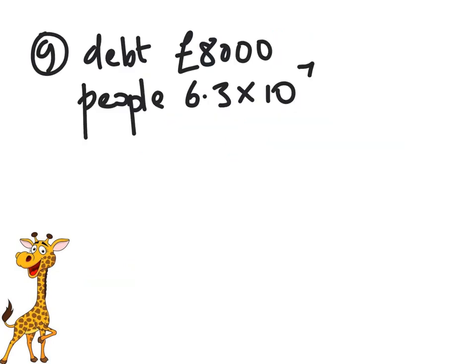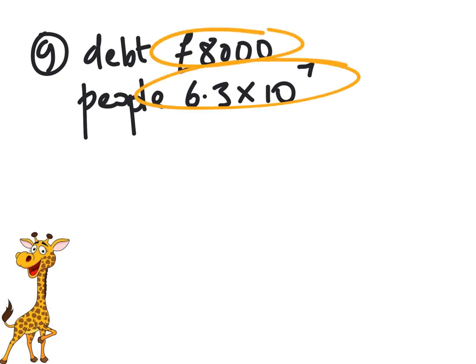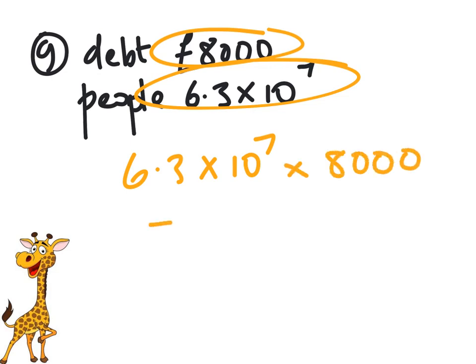Question 9. The debt of each person is £8,000 and we have 6.3 times 10 to the 7 people living in Britain. So the total debt would be 6.3 times 10 to the power 7 times 8,000 for each person. So this is really just a question, do you know how to press the buttons on your calculator? Leave your answer in standard form. So something times 10 to the power something.